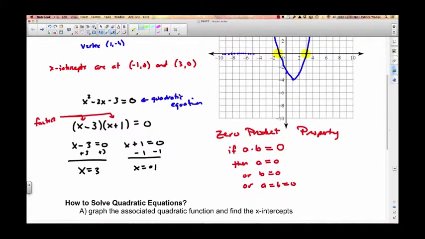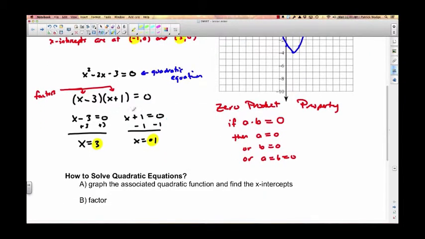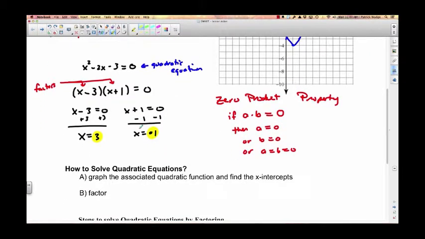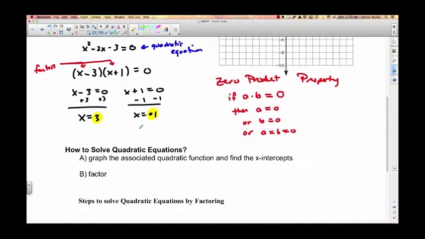Hey, take a look up here at what our x-intercepts are. X equals 3, there it is. X equals negative 1, there it is. So you can see that you could solve this in two ways. You could either graph and find the x-intercepts. It takes a little longer, I don't recommend it. Or you could factor to find the x-intercepts. And that seems like a better plan to me.